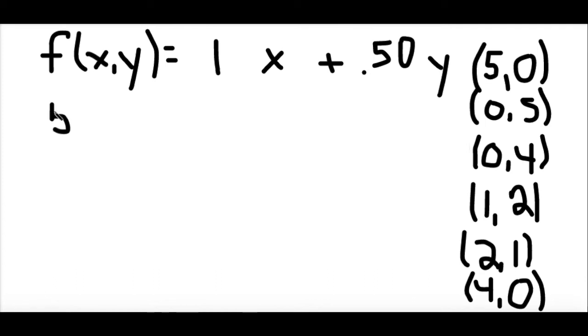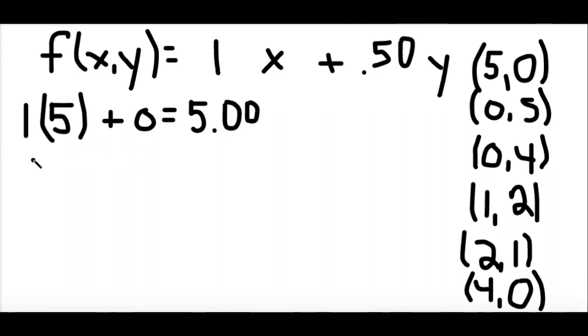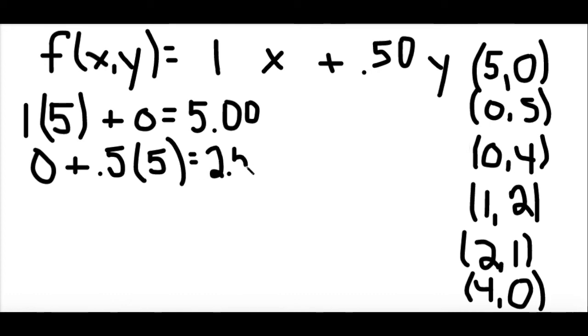So for the first one we have (5, 0), so that would be 5 times $1 for the 5 ounces of Carrot Crunch and nothing for the Bunny Munch. That will equal $5 in total for 5 ounces. Next is (0, 5), so that would be no ounces of Carrot Crunch and 5 ounces of Bunny Munch. Bunny Munch is half the price, so that would be $2.50.